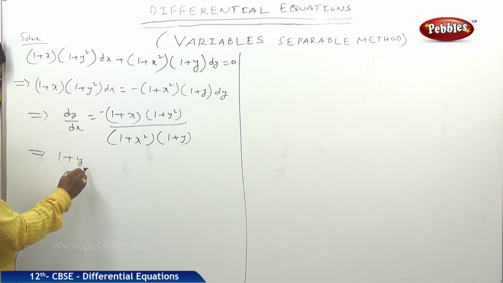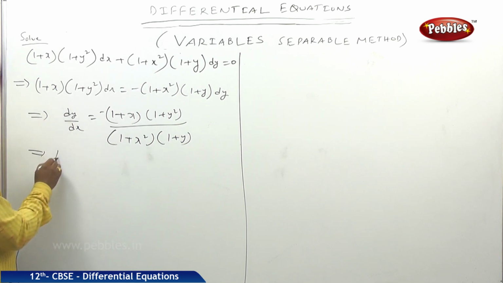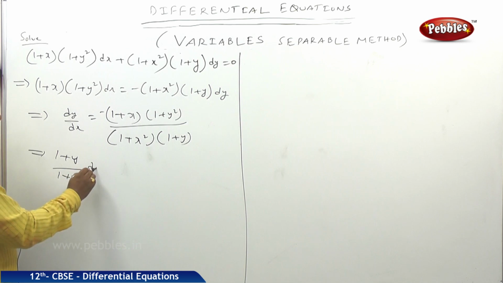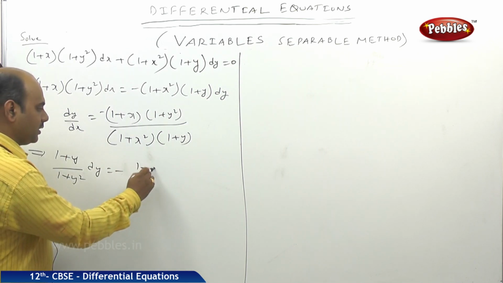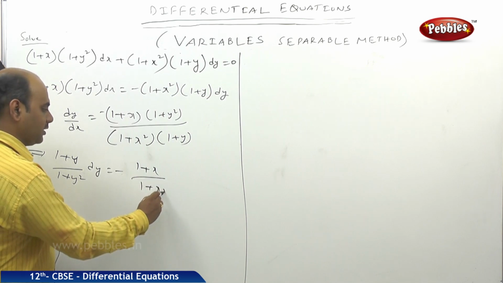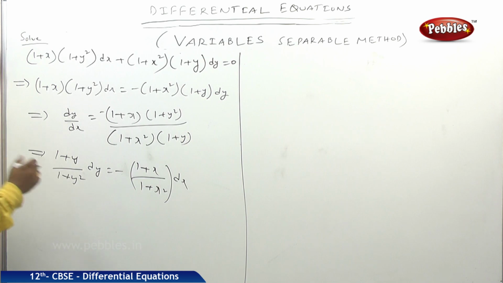So what happens? (1 + y)/(1 + y²). If you observe carefully, y terms go to one side. So what happens? (1 + y)/(1 + y²) dy is equal to minus (1 + x)/(1 + x²) dx. I think now the relation is clear to you.